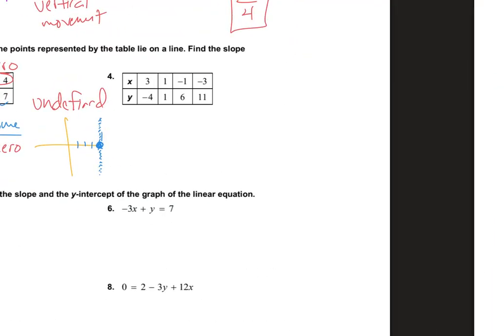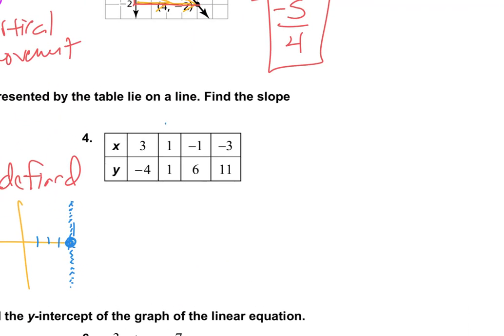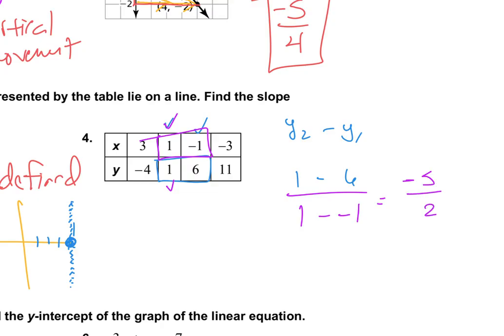So again, you could graph this, or we could go with our buddy slope formula right here. And that's what I like to do. So I'm just going to pick this one and this one, because why not? So y2, I'm going to call that 1, minus y1, I'm going to call that 6. So these are my y's. And now my x's. So this is going to be x2, because I chose that to be y1, minus -1. So we get -5 over 2.